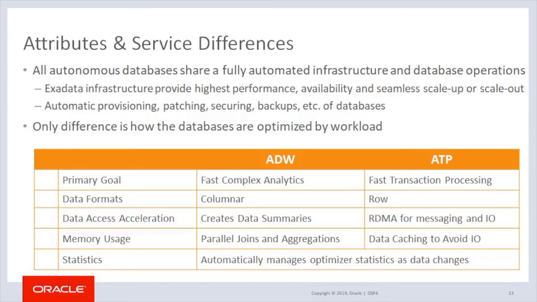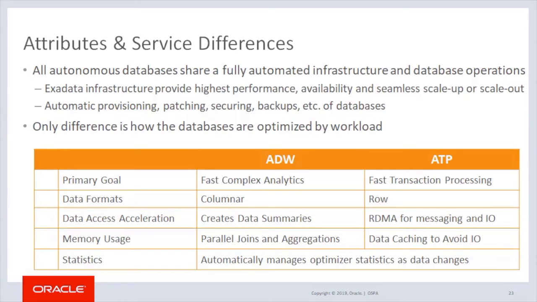In terms of memory, Autonomous Data Warehouse uses the memory to cache large datasets, so memory is used to speed up large joins and aggregations, such as group by operations. On Autonomous Transaction Processing, we use the majority of the memory to cache the active data set to avoid any I/O. We also use RDMA to access data directly in memory on the other servers in the RAC cluster.